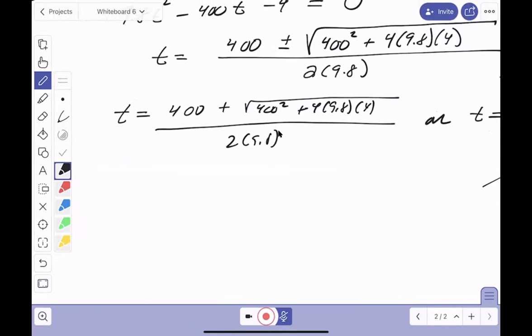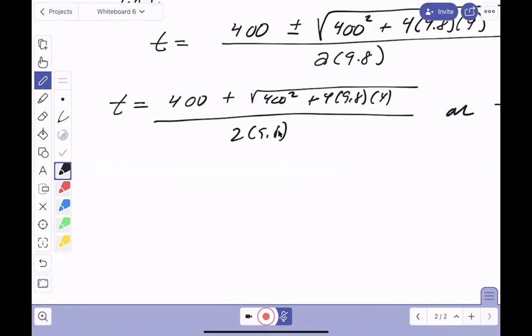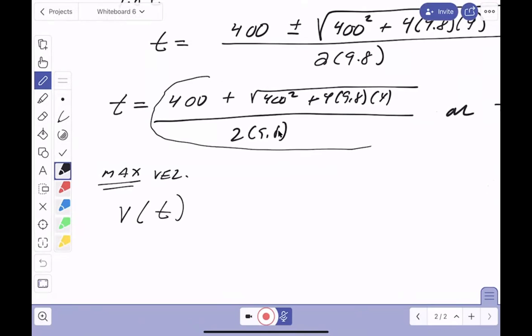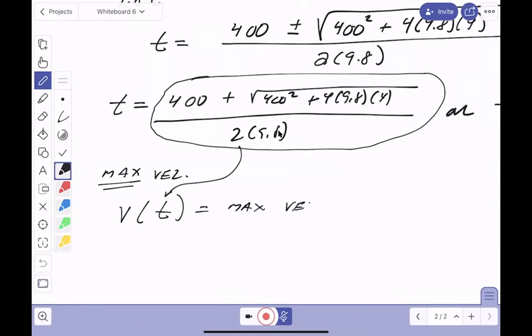So what am I going to do? I'm going to say the maximum velocity occurs at V evaluated at this T. I'm going to put a circle here to communicate to a grader that this is the T I'm going to be using. This would be the maximum velocity. By the way, it's going to be a negative number.